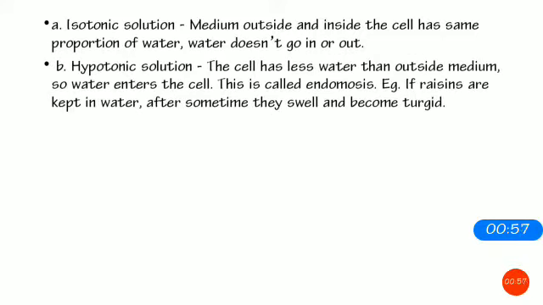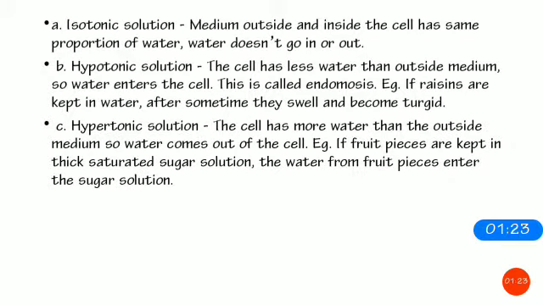So let us talk about the second, which is hypotonic solution. The cell has less water than the outside medium, so water enters the cell. This is called endosmosis. Again, we have discussed what endosmosis is. If a cell takes in something inside, that is called endosmosis. An example is if raisins are kept in water, after some time they swell and become turgid, matlab fooly, right? Where it was spongy it will become turgid.